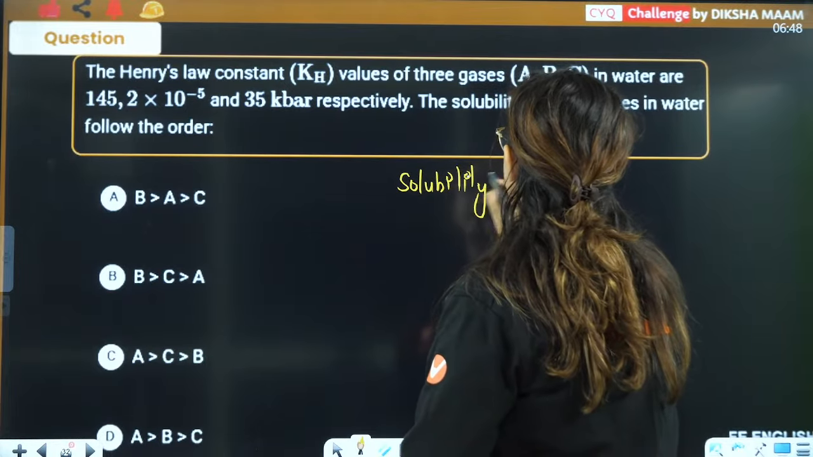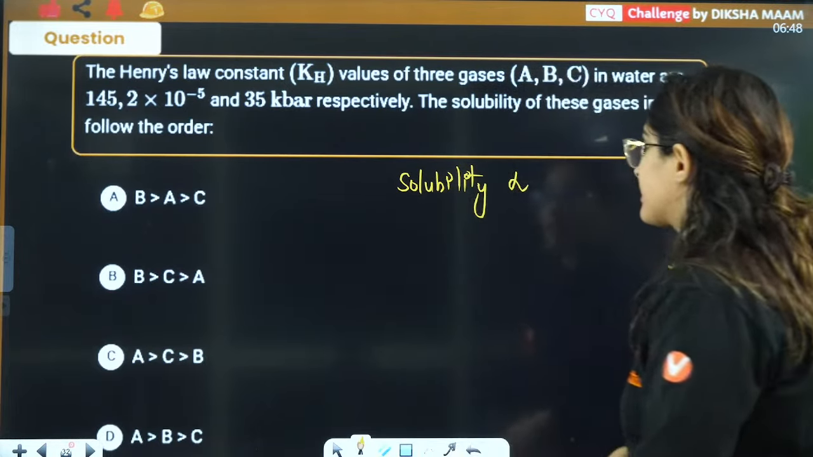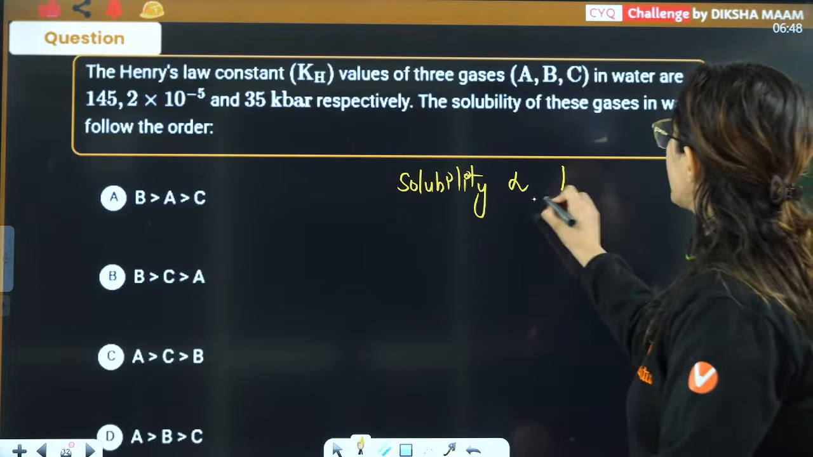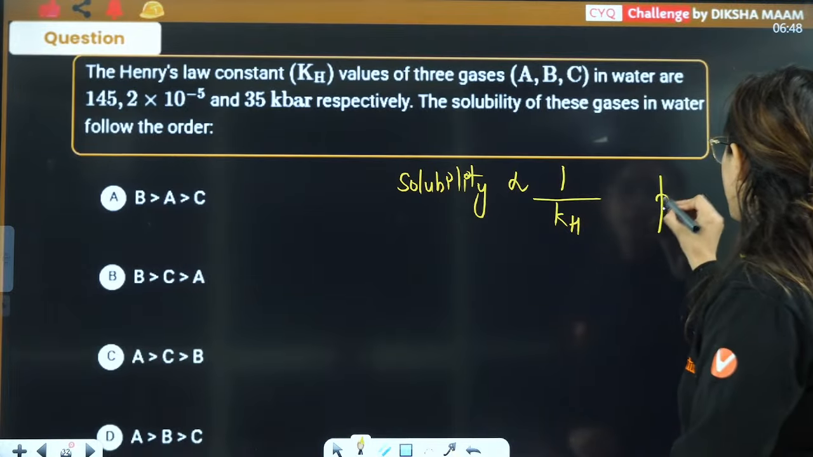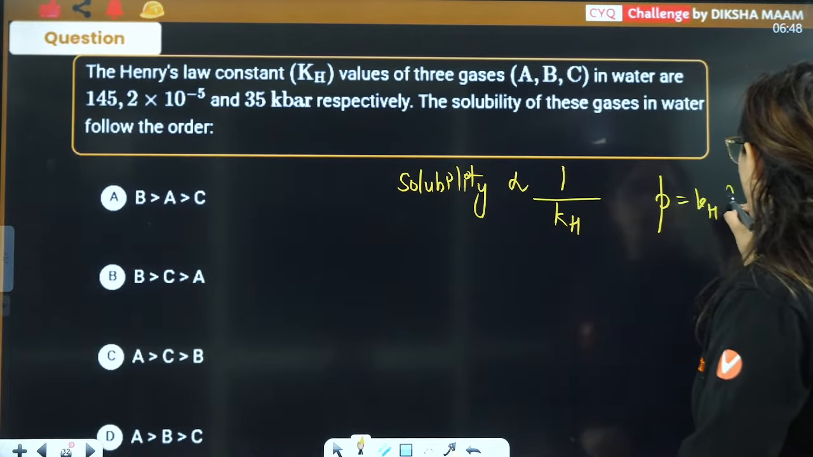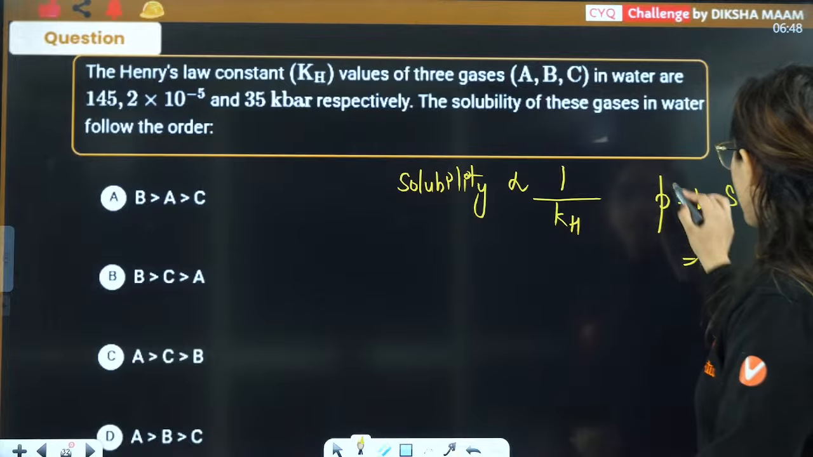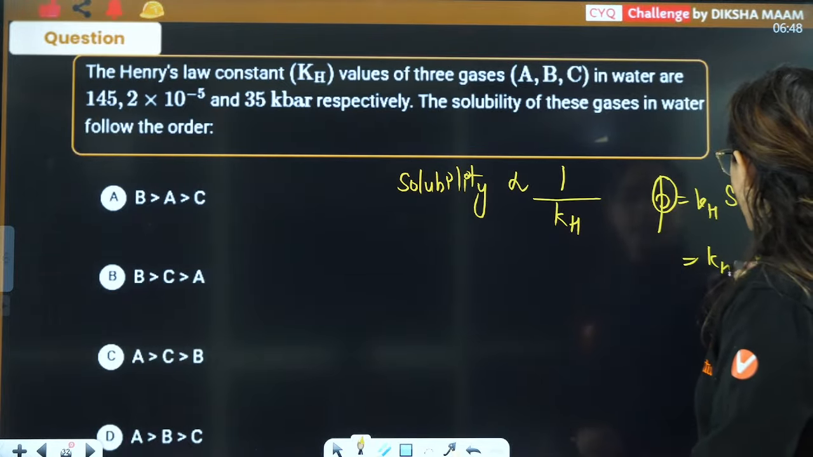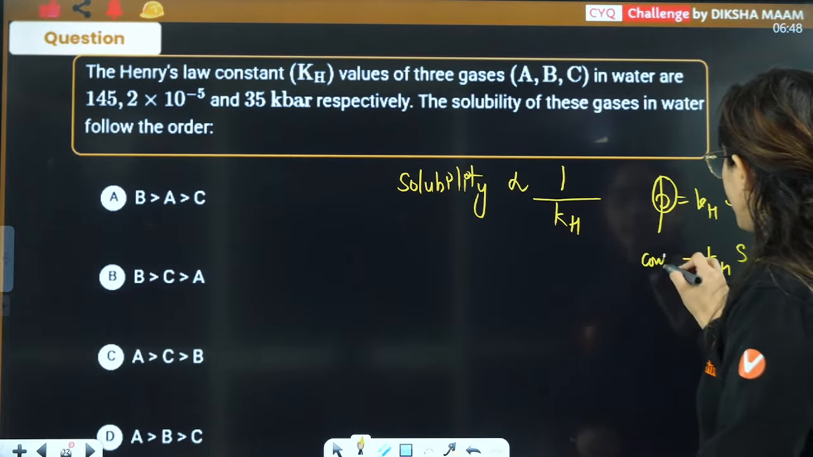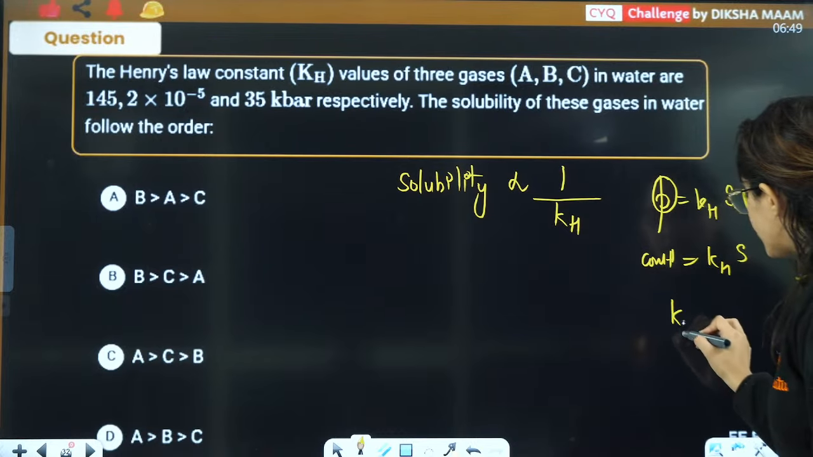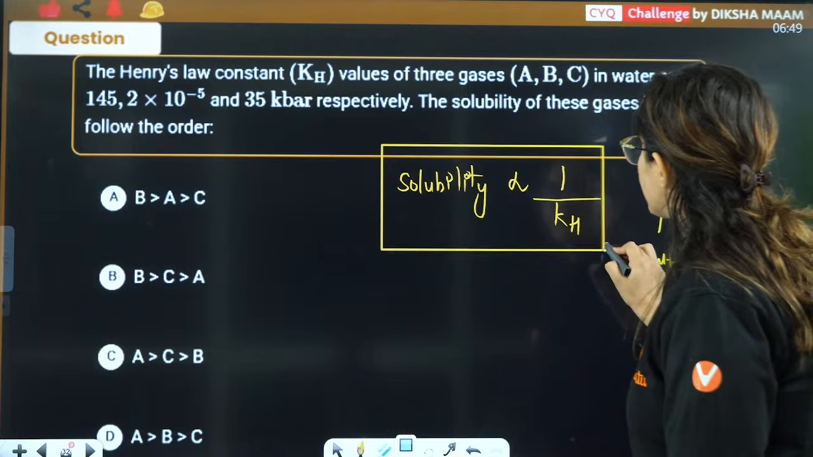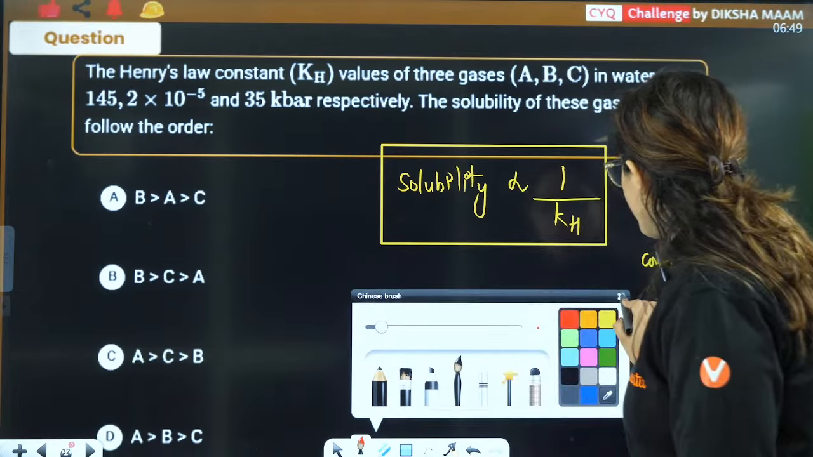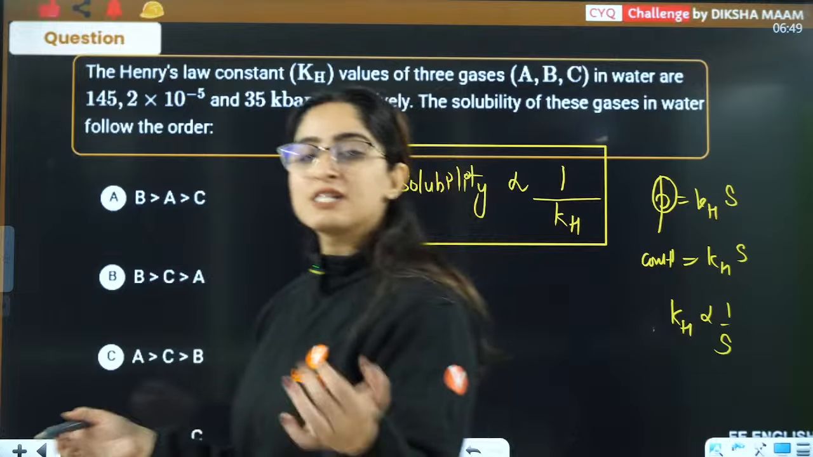Henry's law, how is Henry's constant connected? Solubility is inversely proportional to Henry's constant. Why? Because P is equal to KH into solubility. So if I say pressure is constant, then KH and solubility are constant. That means KH and solubility are inversely proportional to each other. So this is the thing that we have. Now the more the value of KH, the less will be the solubility.